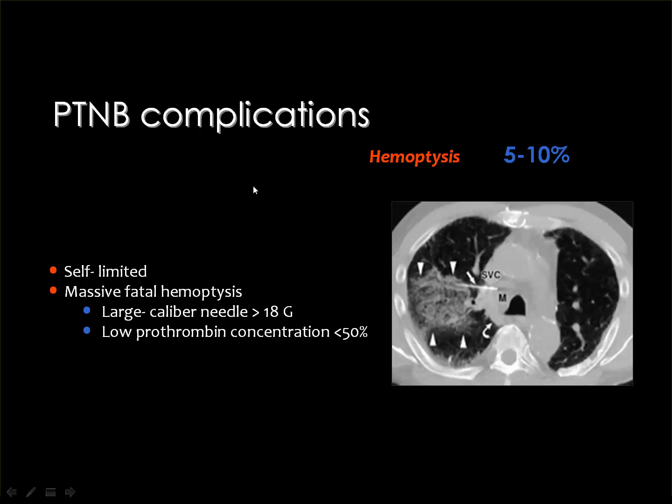Also, if the coagulation profile is not suitable, and you have to biopsy a lesion like this one, which is posterior to the superior vena cava and also related to the pulmonary vasculature, and you go for a long distance in the lung, there is a big incidence that the patient will develop pulmonary hemorrhage. And the incidence of hemorrhage will increase if you use large caliber needles and the coagulation profile is not good.